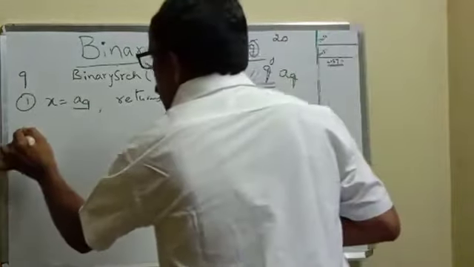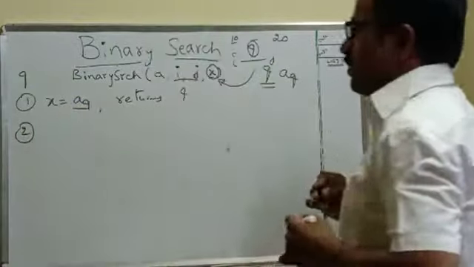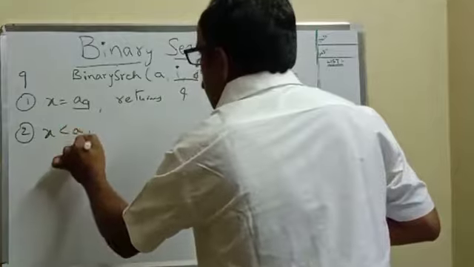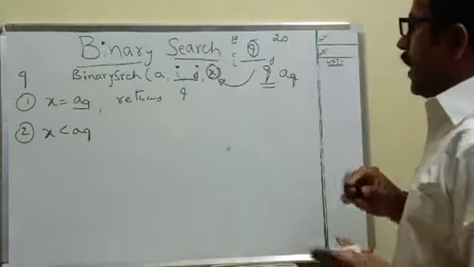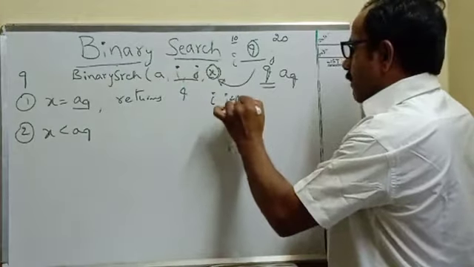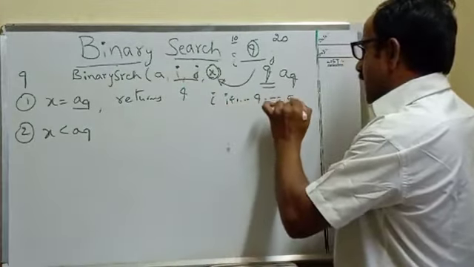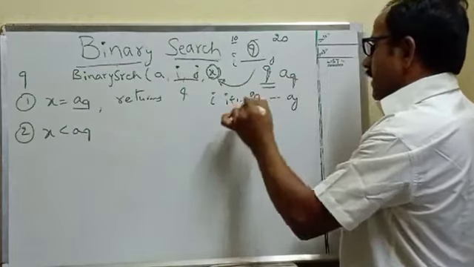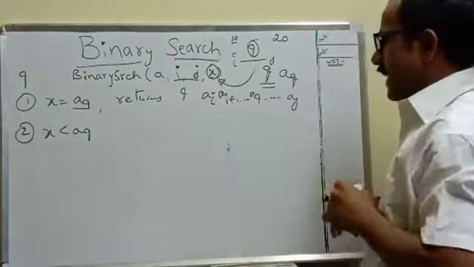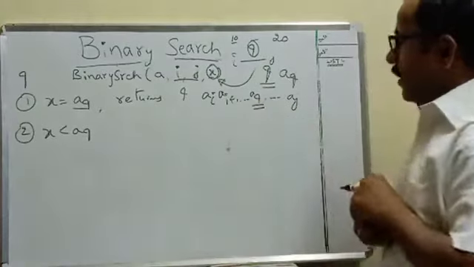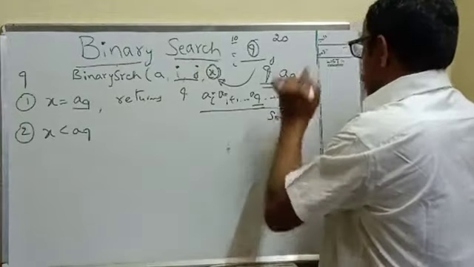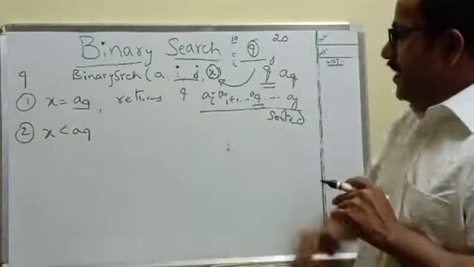Otherwise, we get two more possibilities. Those two possibilities are: if x is less than aq, or greater. All elements are in sorted order. Please remember, all elements are in sorted order: a i plus 1, and so on, up to aj. Here we selected this element, but all these elements are sorted.